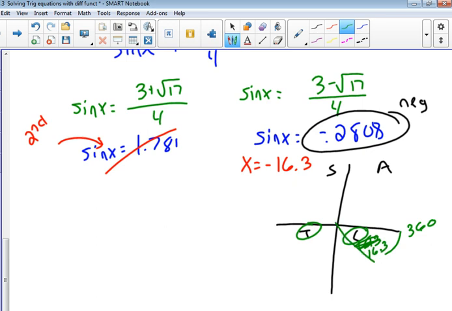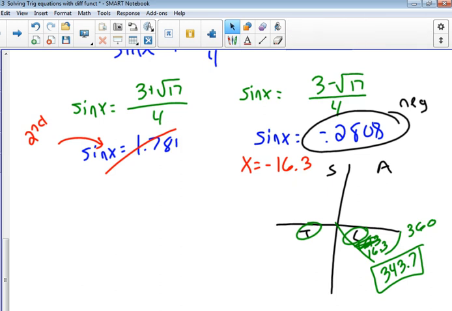Frida, what'd you get? 343.7. Awesome. Great. Okay, so this one's fine. Now we have to get into the third quadrant. This is another thing that's kind of confusing you guys.